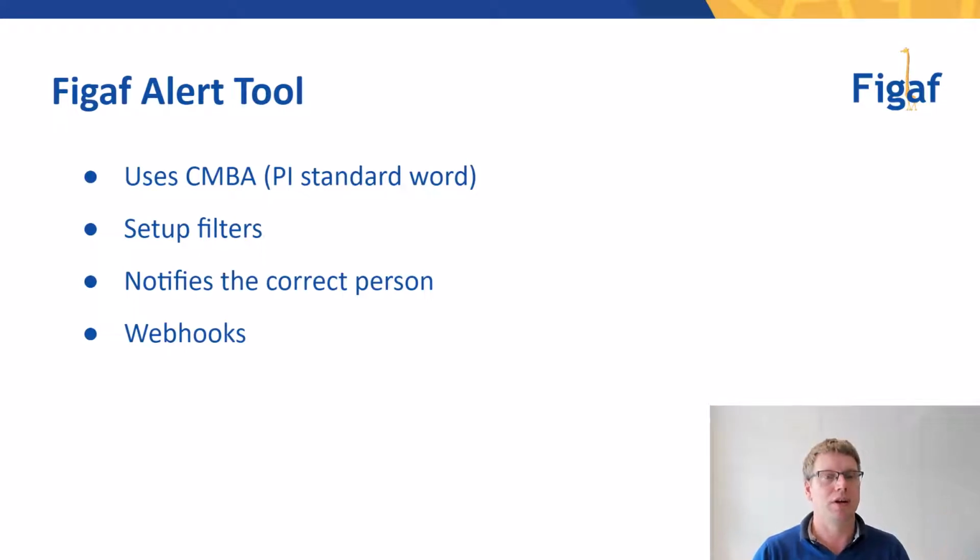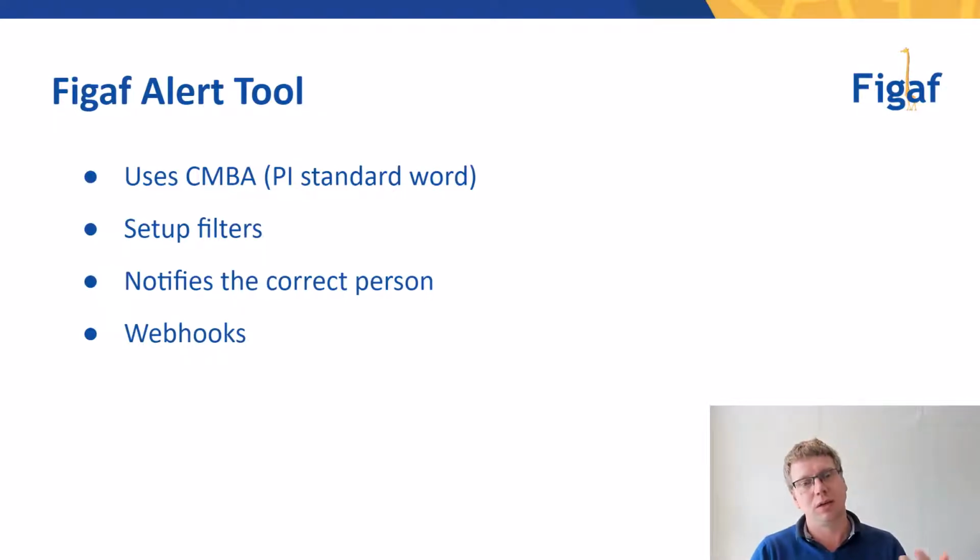In Figaf we have created an alerting tool. It uses the component-based message alerting, CMBA alert, which is something you can set up on any type of integration that fails. If you use CMBA directly, you can create different rules to handle certain scenarios. I have found it sometimes a little challenging to set up these rules precisely, and it requires a lot of effort to maintain those rules.